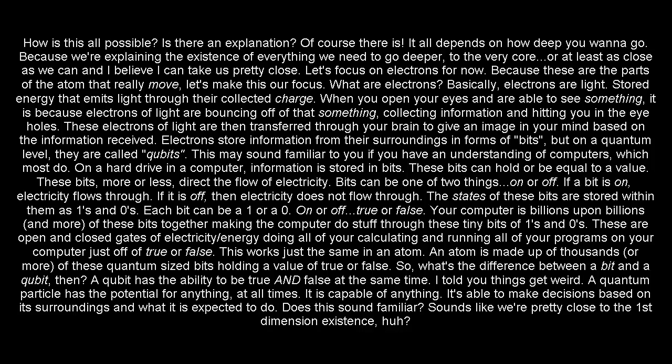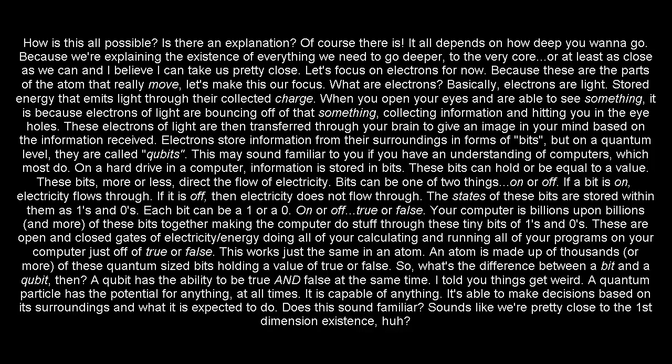The states of these bits are stored within them as ones and noughts. Each bit can be a 1 or a naught. On or off, true or false. Your computer is billions upon billions, and more, of these bits together, making the computer do stuff through these tiny bits of ones and noughts. These are open and closed gates of electricity/energy, doing all of your calculating and running all of your programs on your computer just off of true or false. This works just the same in an atom. An atom is made up of thousands, or more, of these quantum-sized bits holding a value of true or false.